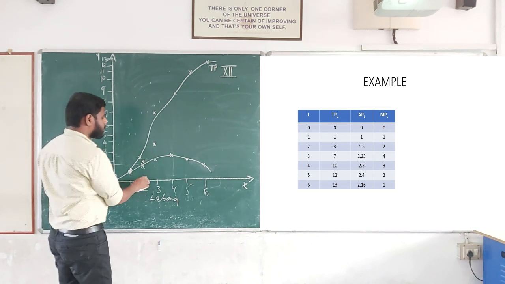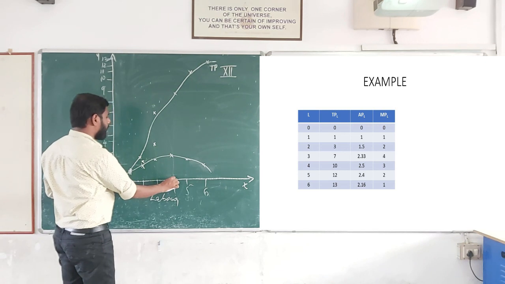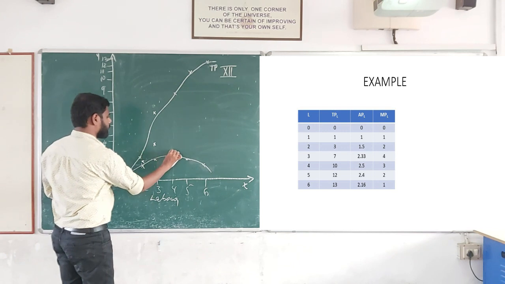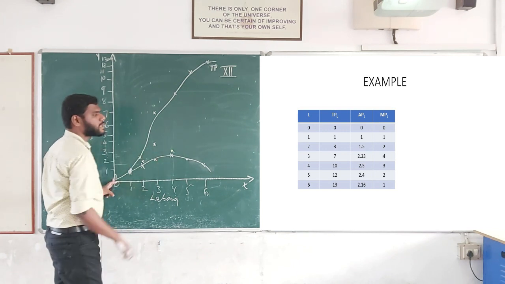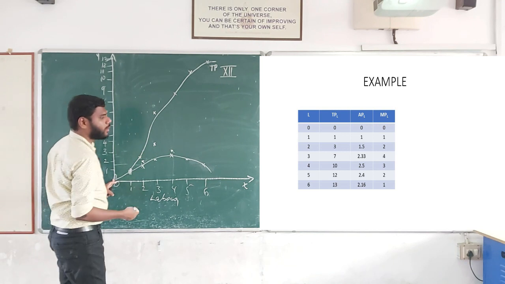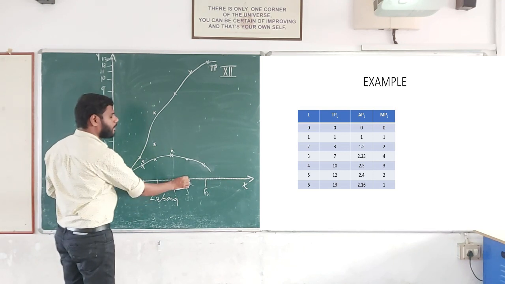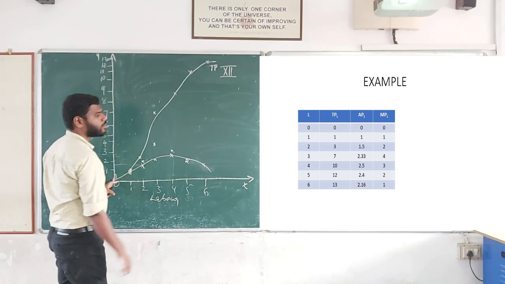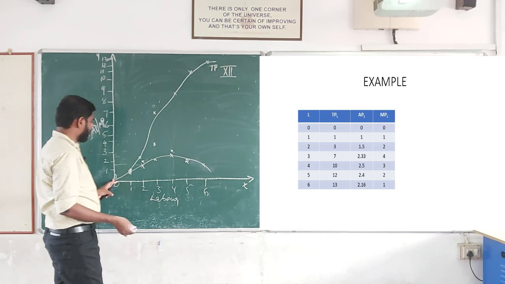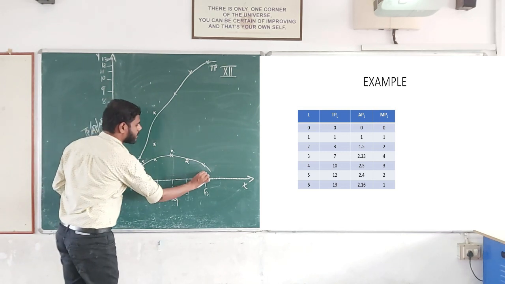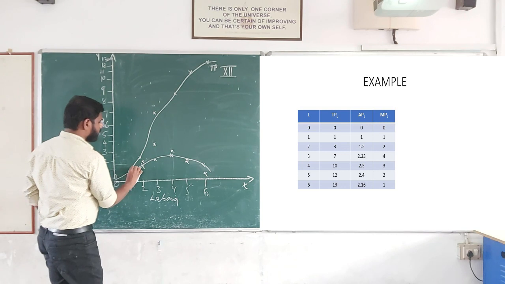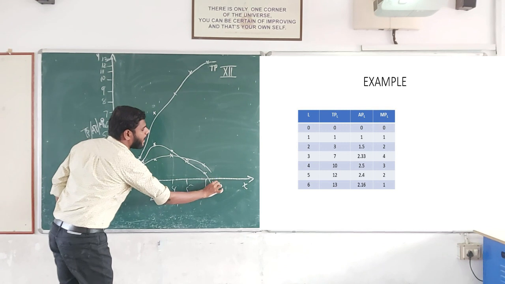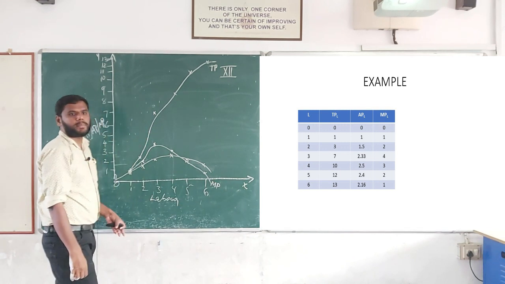The next one, at 4 units of labor, the marginal product is 3. At 5 units of labor, marginal product is 2. At 6 units of labor, marginal product is 1. Here we can draw the marginal product curve like this. This is the MP curve.